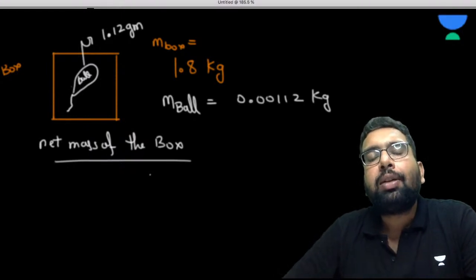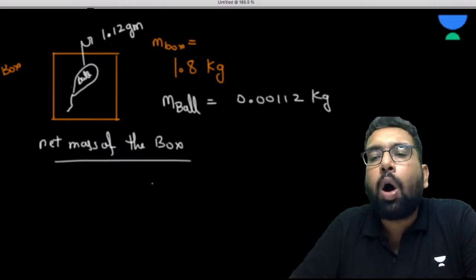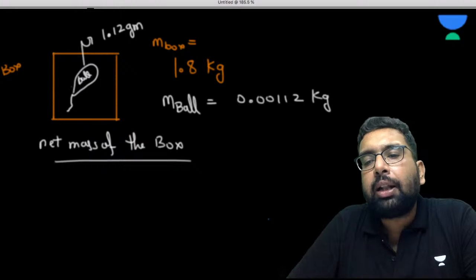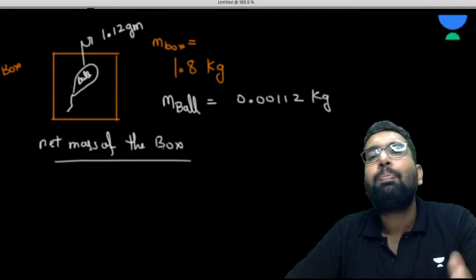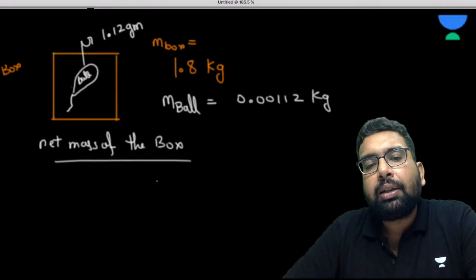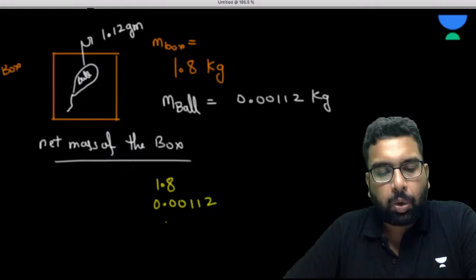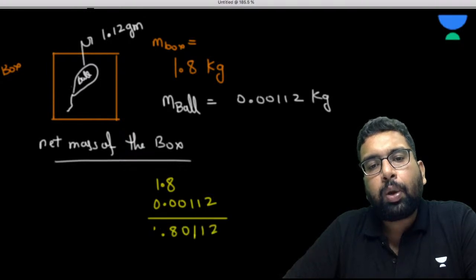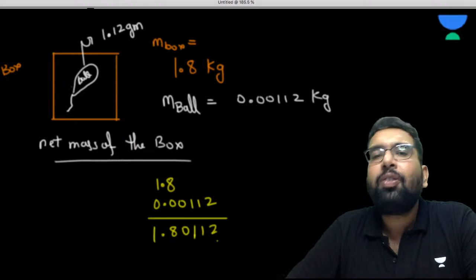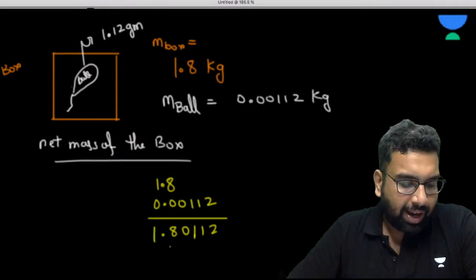Now, obviously, the net mass of the box is going to be the summation of the mass of the box and the balloon inside it. So that means it is going to be 1.8 plus 0.00112. So what are we going to get? We are going to get 1.80112. So is this the final answer?